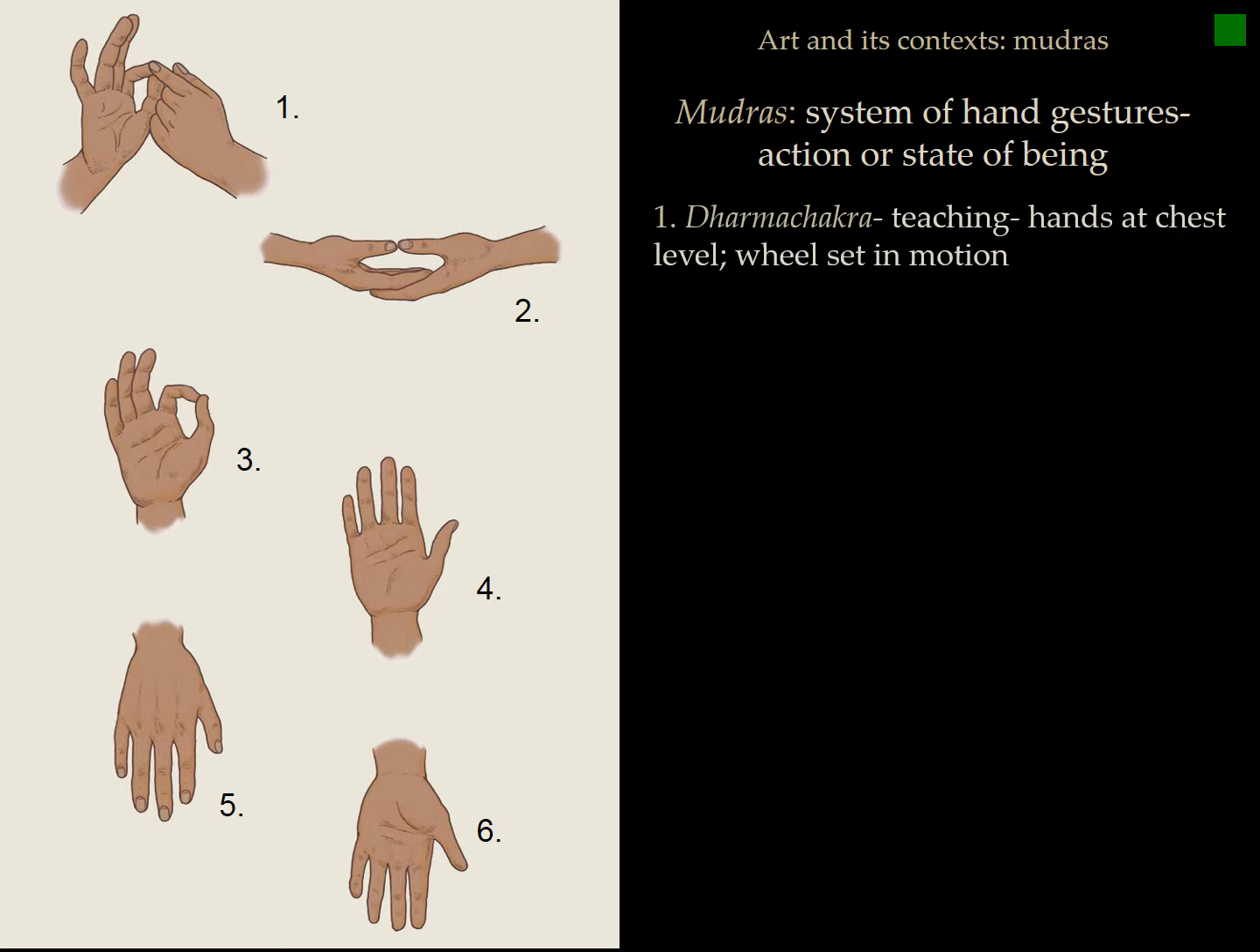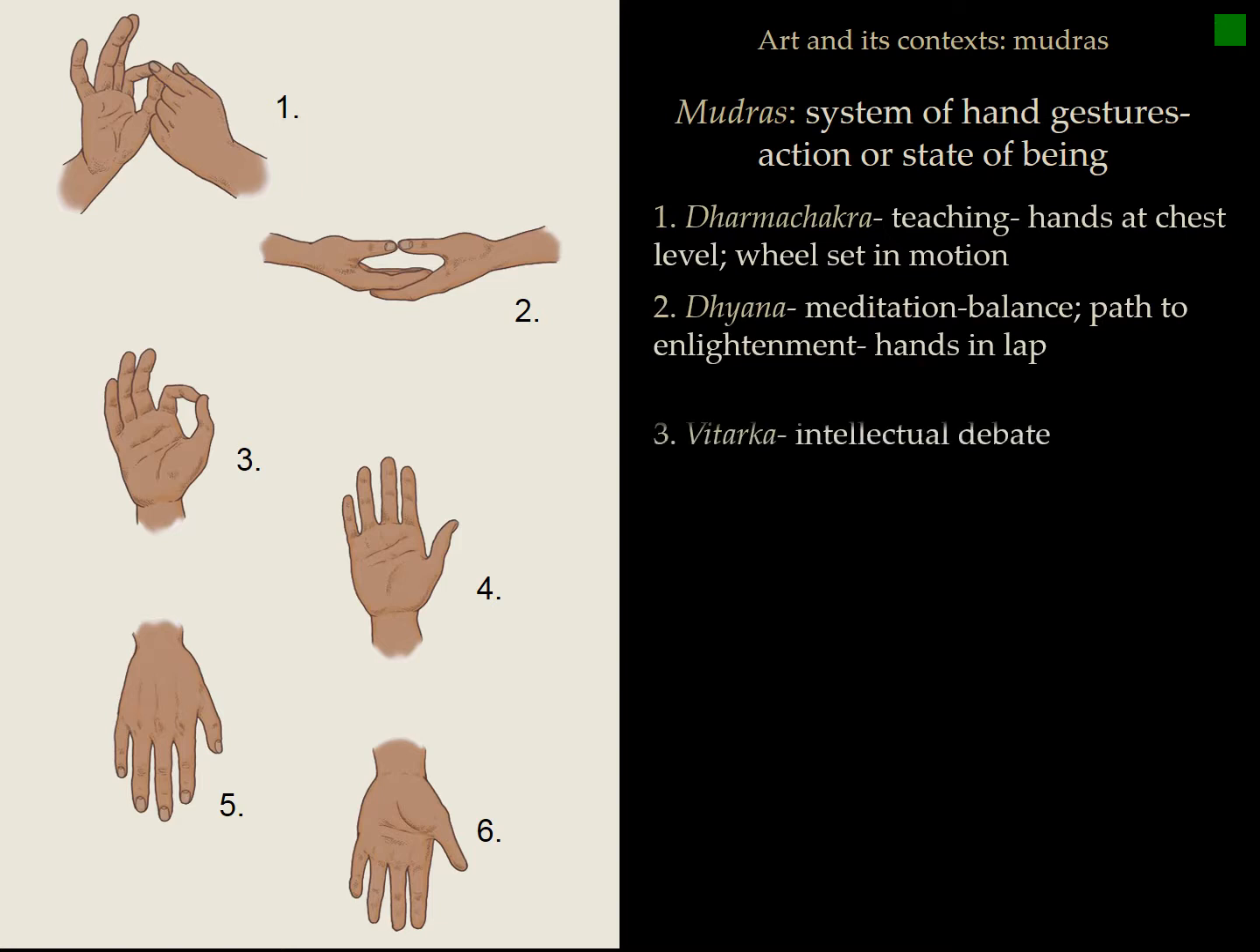The Dhammachakra is going to be the first one here, where we have the thumb and the forefinger interlocking with the other hand, and relates to teaching. Thus, of course, the hands are generally at chest level, where the wheel is set in motion, the Dhammachakra. Number 2, we find with the hands brought together, you have the dhyana, which is relating to meditation and balance. And this gives you the path to enlightenment with one's hands in one's lap, much like in another yogic position.